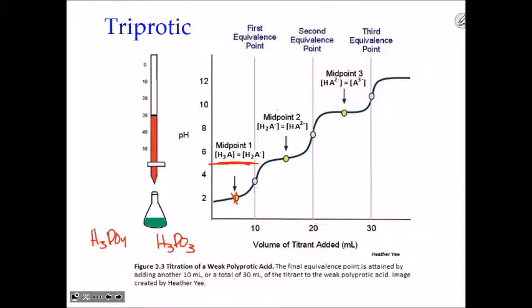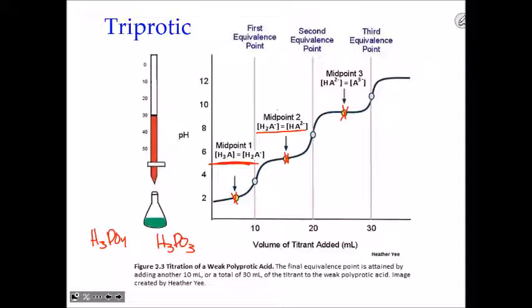So you'll notice too, at the second midpoint here, the conjugate of the first is now the reactant, so that is now equal to its conjugate. And then the next one here, right at that midpoint, those concentrations are going to be equal. So that's why you can do the pKa of that particular Ka value for that step, and it will give you the pH of that midpoint.